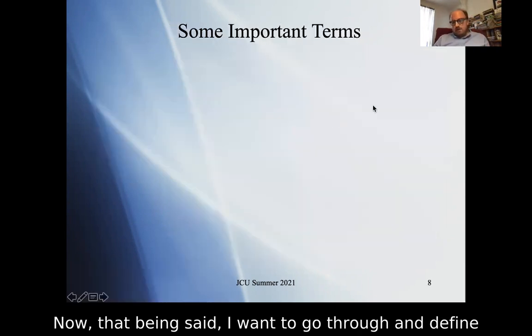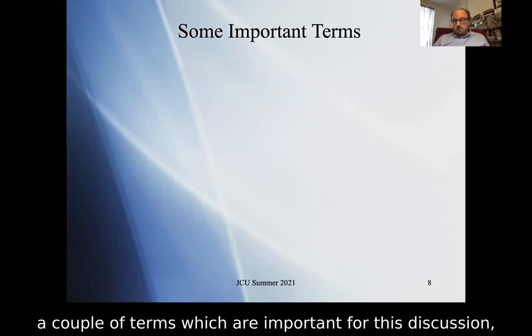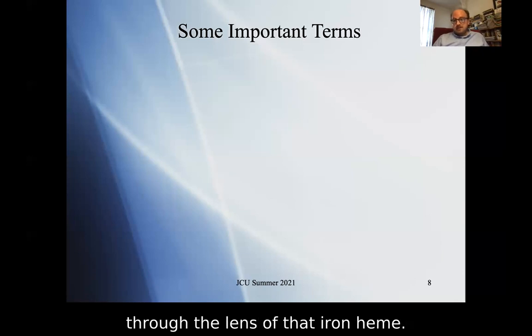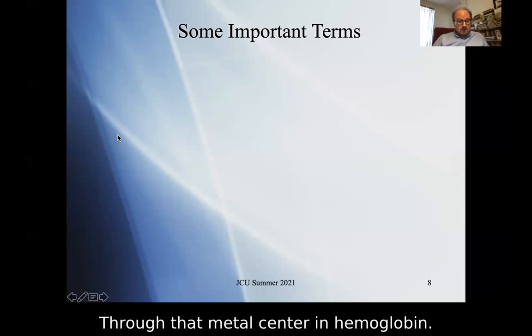All right, now, again, that being said, I want to go through and define a couple of terms which are important for this discussion, and then we'll come back and look at those terms through the lens of that iron heme, through that metal center in hemoglobin.